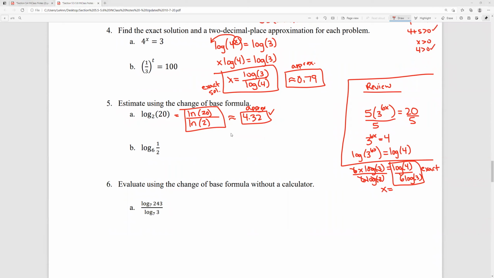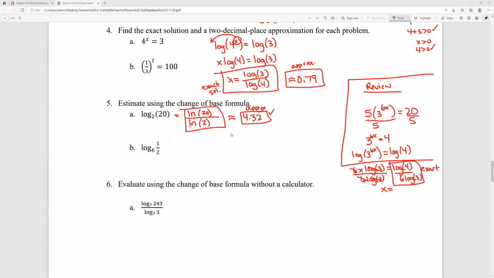Now you might have to be careful. Anytime you have more than one log statement on the bottom, or if you've got coefficients and a log, you could actually put that in and make that 3 to the 6th and get a number. That would also be okay, because remember, you can move a number in front of a log up as a power on the argument.